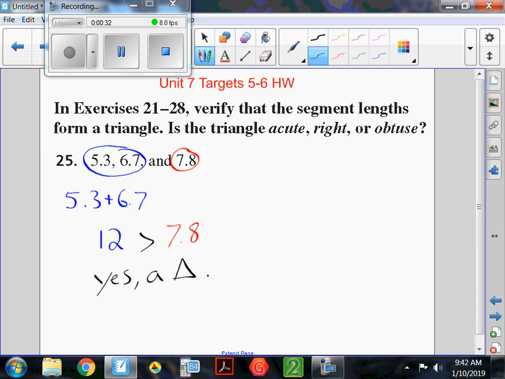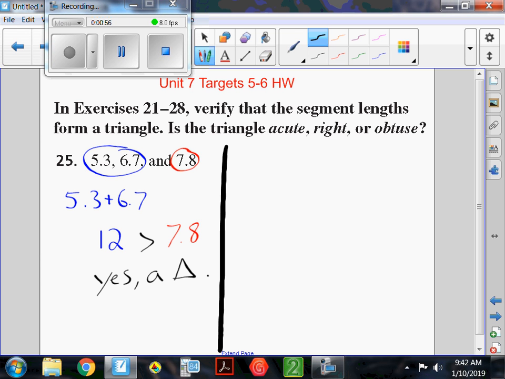If the two smaller sides added together were less than 7.8, they would not form a triangle. As a separate skill, I want to see what type of triangle they form. In order to figure out what type of triangle they form, I need to look at the Pythagorean theorem and its converse. If a squared plus b squared equals c squared, then I have a right triangle. That's the converse.